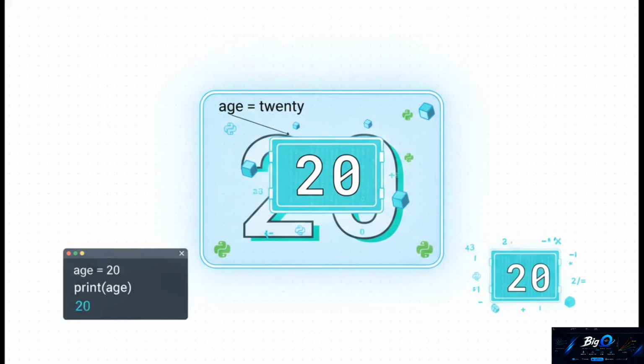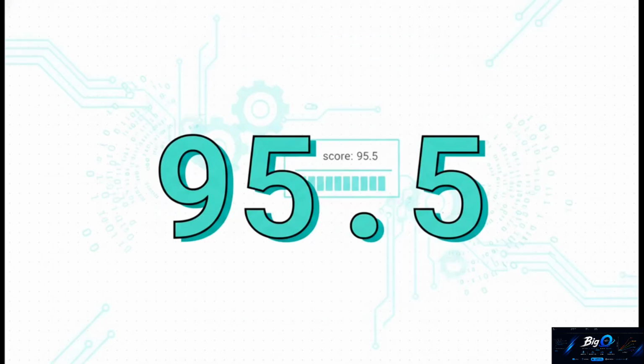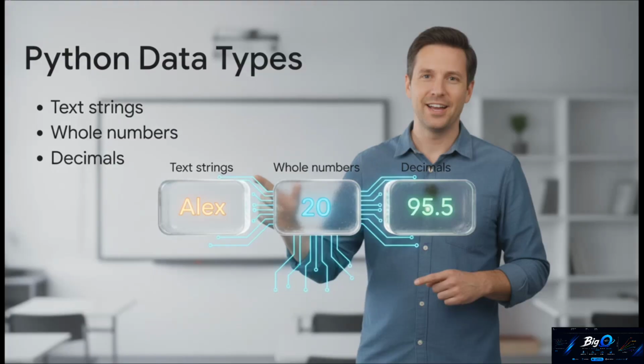But these boxes don't just hold text. They hold numbers, too, like age equals 20. They even handle precise decimals, like setting a score to 95.5. So yeah, you can totally store text, whole numbers, and decimal values in these containers.